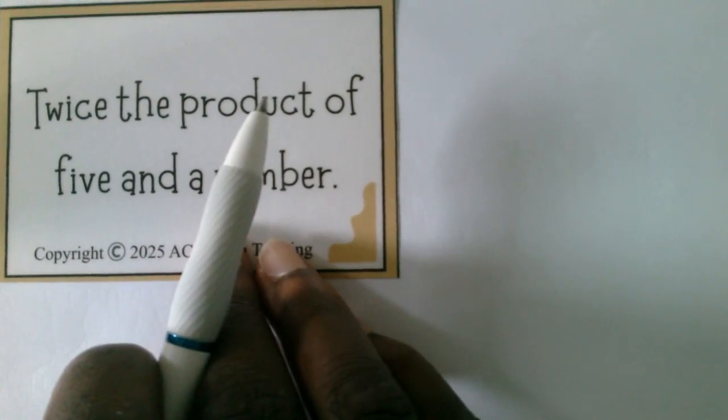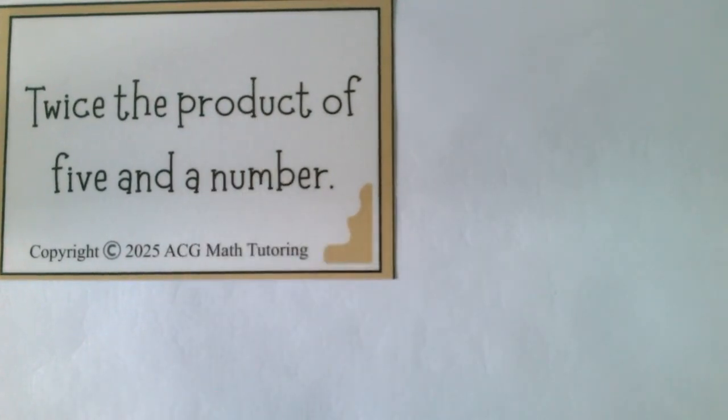Alright. Let's try another one. Okay? Let's translate this. Okay. There you go, Gino. Gotcha. Okay. Twice the product of 5 and a number.